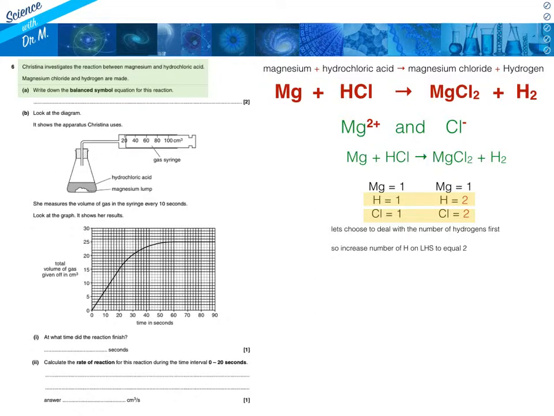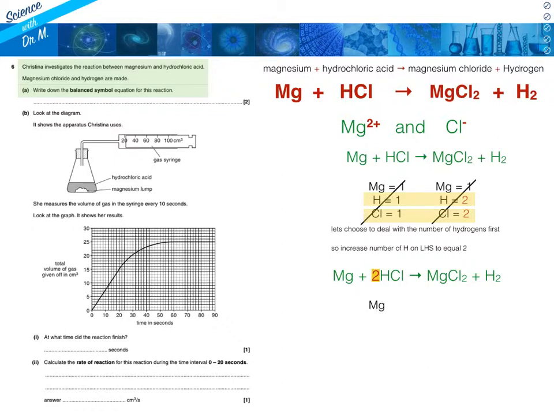So what I need to do is add a number somewhere on the left hand side of the equation to make that number of hydrogen atoms equal to 2. And the way I'm going to do that is I'm going to put a big 2 in front of my hydrochloric acid. Okay, that means 2 molecules of hydrochloric acid are going to be involved with every 1 molecule of magnesium. Now let's do another tally, see how that's worked.